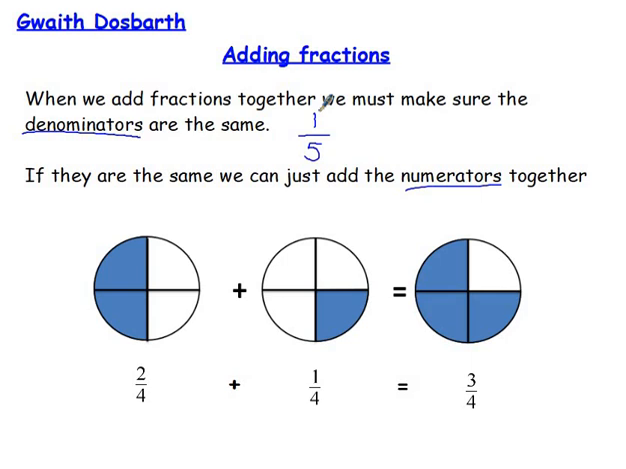It's a quick illustration to show you how and why this works. So in this first circle here, 2 out of the 4 are shaded, so it's 2 quarters. And in the second one, 1 out of 4 shaded, so 2 add 1 is 3, so it's 3 out of 4 shaded, and that's why it's 3 quarters. And you can see we've only added the top numbers. 2 add 1 is 3.